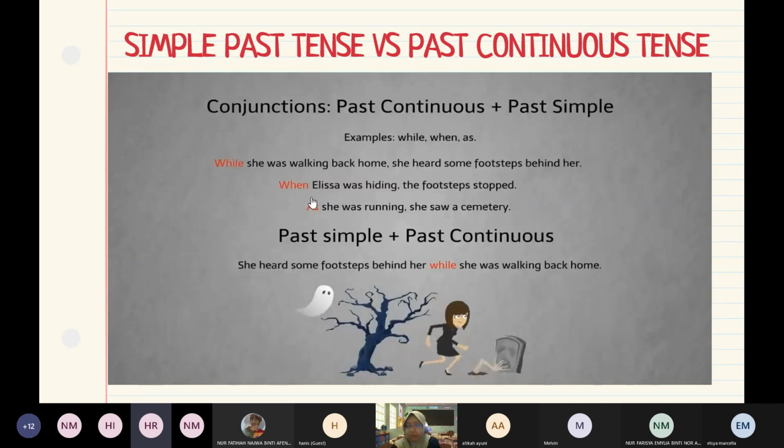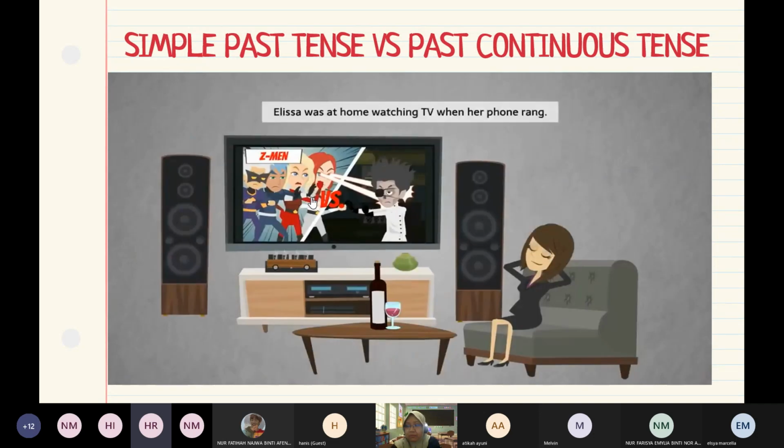Let's look at another example now. Alyssa was at home watching TV when her phone rang. Which action started first? Alyssa watching TV or her phone ringing? Watching TV started first. Do we know when Alyssa started watching TV or when she stopped? No, we don't. Did the phone call interrupt Alyssa watching TV?